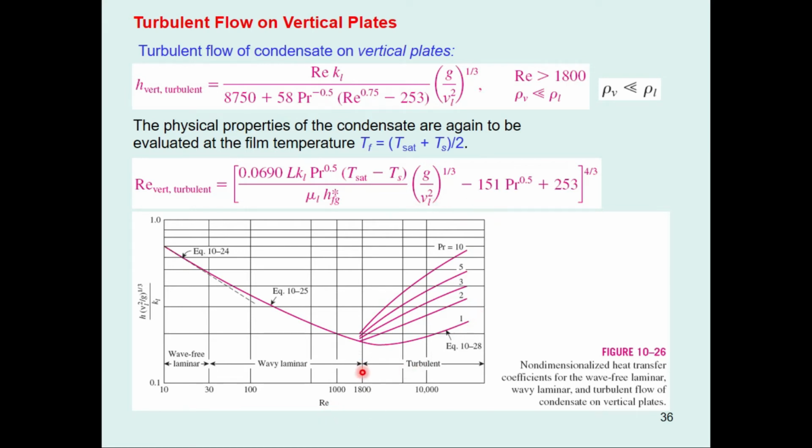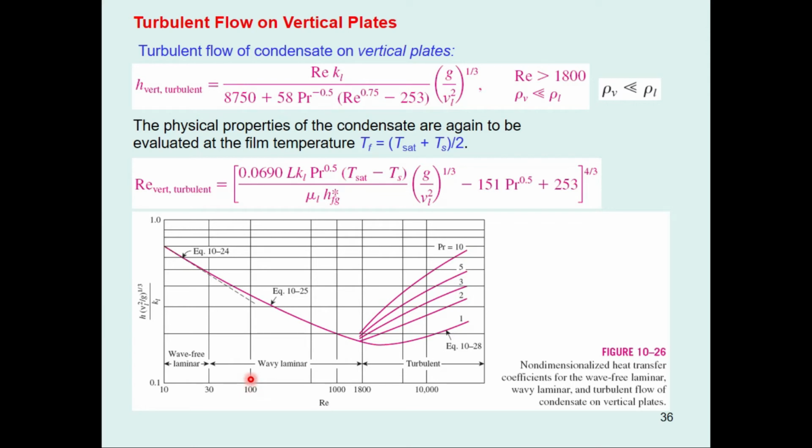Or you can get the value of the convective heat transfer coefficient for the turbulent region, the wavy laminar region and the wave-free laminar region by using this graph, right? So first you have the particular value of the Reynolds number. If it is less than 30, you are here. If it is between 30 and 1800, you are in the wavy region. If it is above that, you are in the turbulent region. If you are over here, let's suppose at 100, you are in the wavy laminar region.